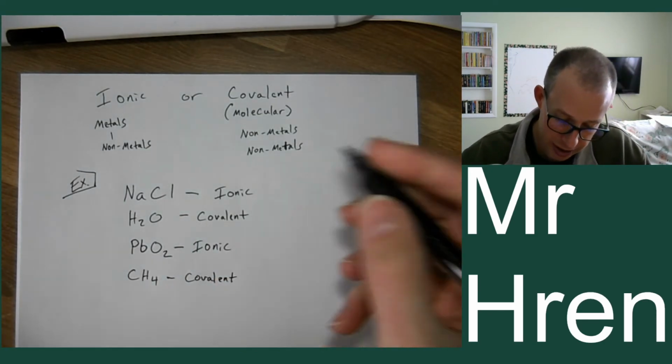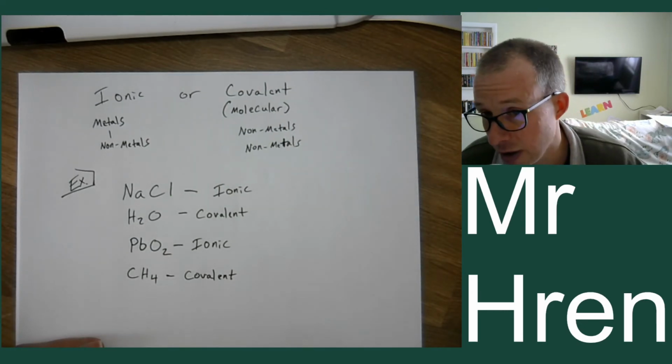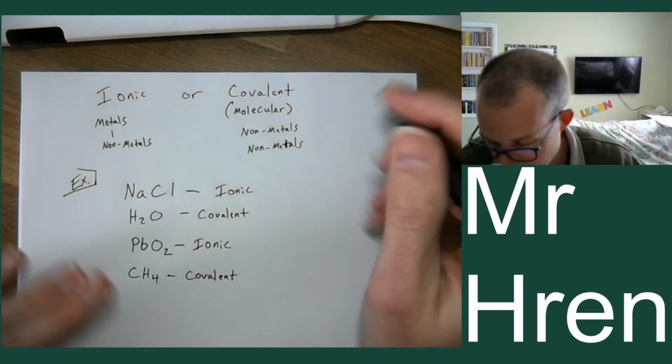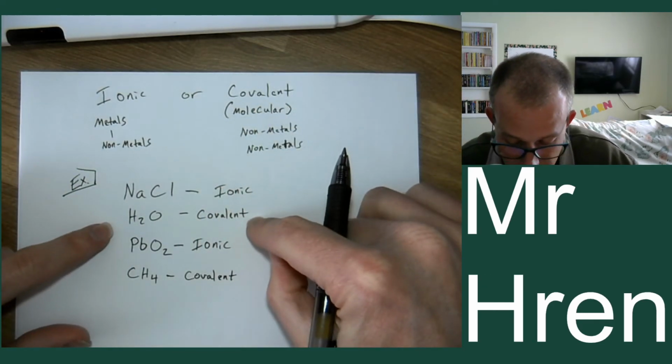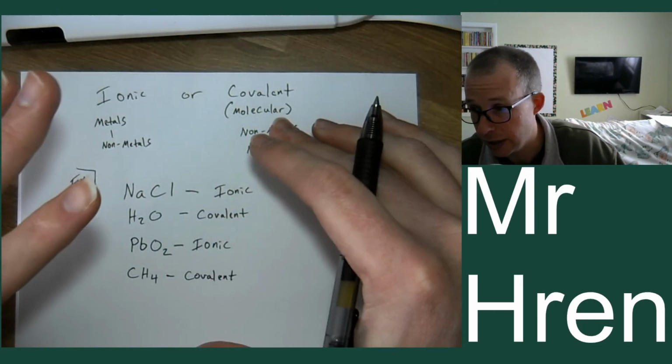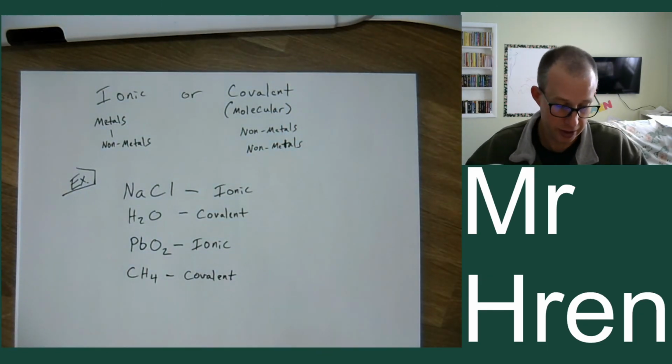The reason we care is that these things are all named completely differently. If it's ionic, there's a whole set of rules for writing these formulas and their names. If it's covalent, there's a whole different set of rules. So that's why we need to care about this right now. All right, so that's the basics of this.